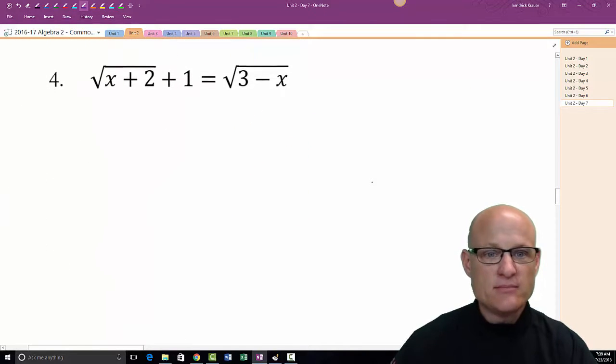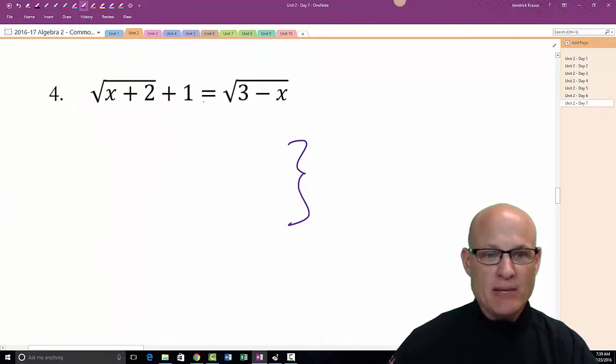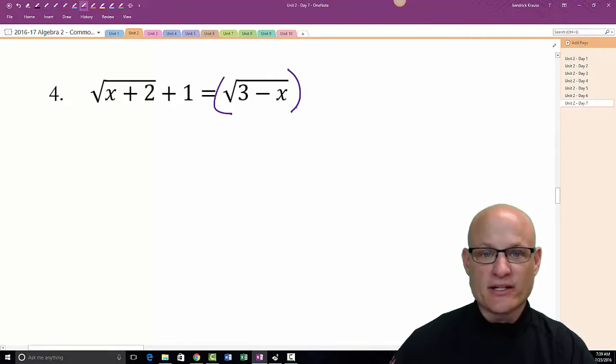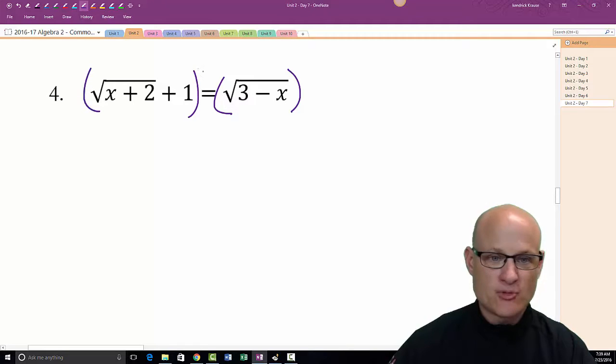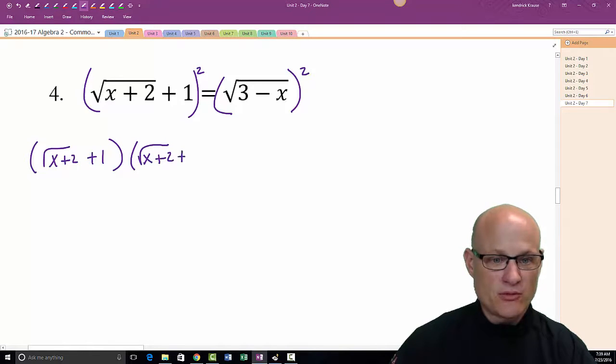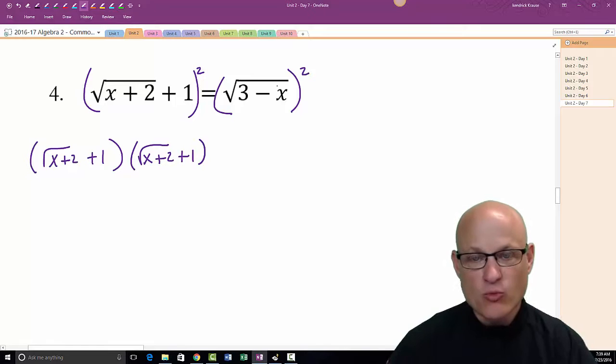All right. So you might be inclined to bring that 1 over, but I already have this radical isolated, so I'm okay with that. So I'm going to square this side, and I'm going to square this side. So this side I'm just going to write twice. The square root of x plus 2 plus 1 times the square root of x plus 2 plus 1. Get in the habit of writing that twice.